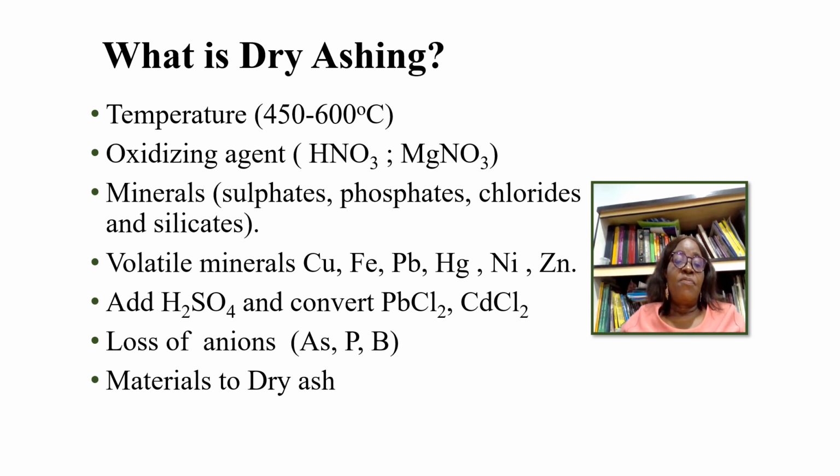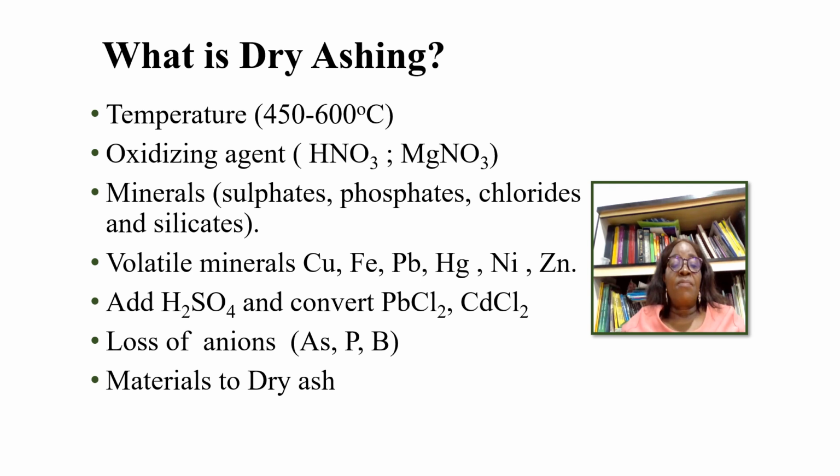And for this dry ashing process, the minerals present in the samples are converted into sulfates, phosphates, chlorides and silicates. By the addition of sulfuric acid, we can convert them, because we don't want these minerals. Some of them are very volatile and they can be lost in the process of ashing, such as copper, lead, mercury, nickel, zinc, etc. So they are converted to their lead chloride salt, cadmium chloride salt, and sodium chloride to non-volatile silicates.